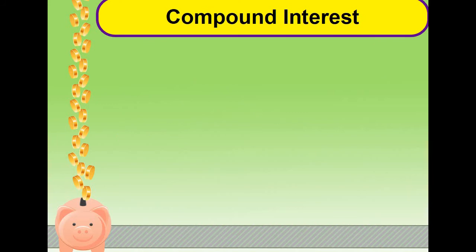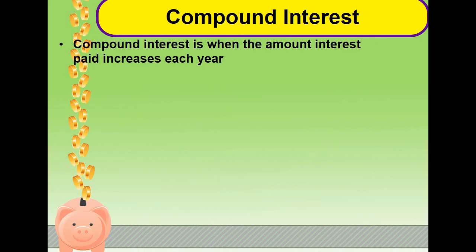Okay, last thing we're going to look at is compound interest. So this is different from simple interest because the amount of interest increases every year. So with simple interest, you find the amount of interest in the first year, in the first investment, and you add on the same amount every year. Compound interest, you find a percentage of the new amount every year, so it continually changes.